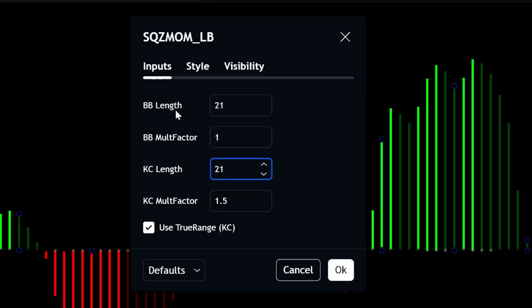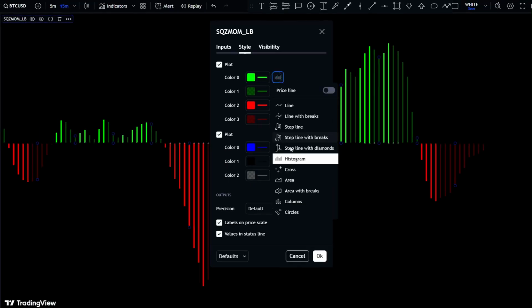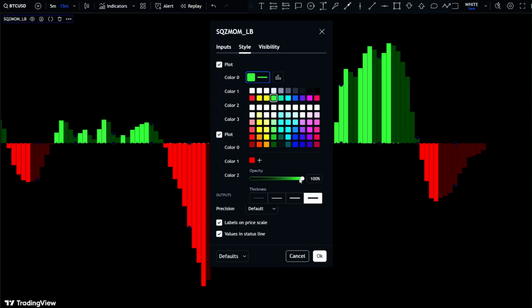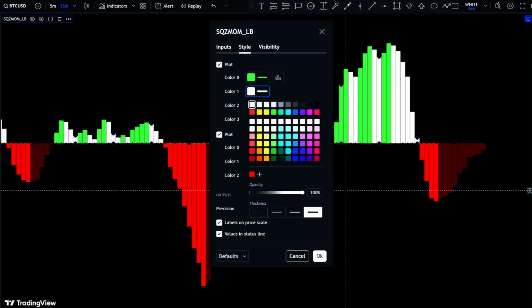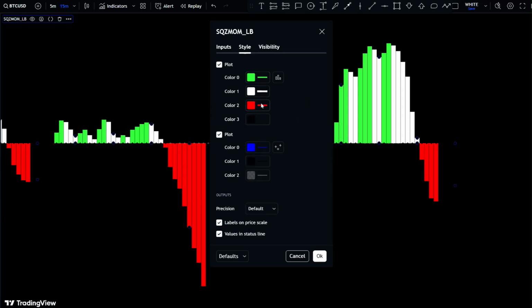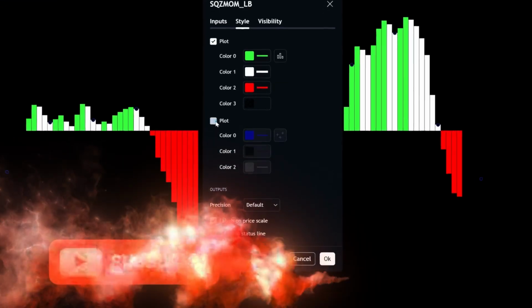Moving on to the Style tab, we'll modify the first plot option and switch it to columns. We'll set color 0 to green, color 1 to white, and color 2 to red, and for color 3 we'll make its opacity 0 since we won't be using it in this strategy. Finally, we'll disable the second plot option.